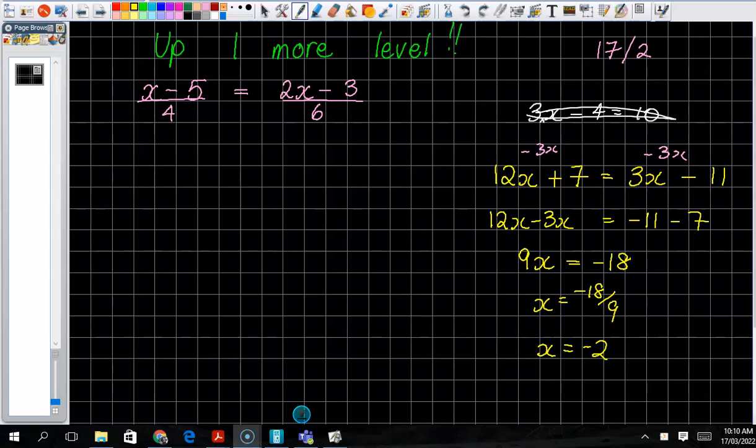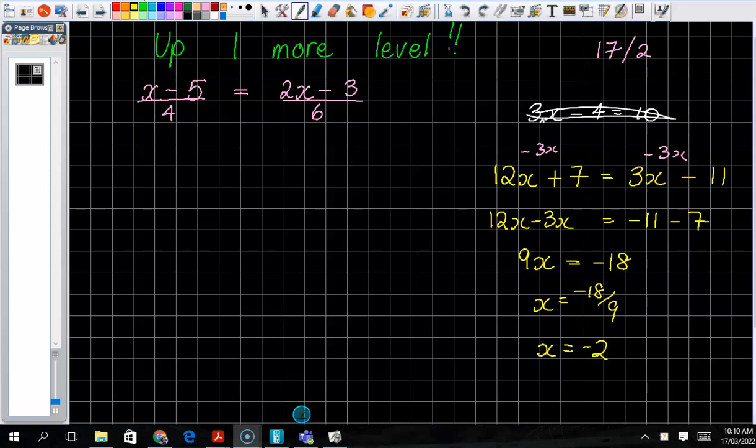So, are we looking at this a little bit and going, ew, fractions? Do we like fractions? Yeah. Oh, how sad. That was a no. So, you don't like a fraction. Well, guess what? We're going to get rid of it.